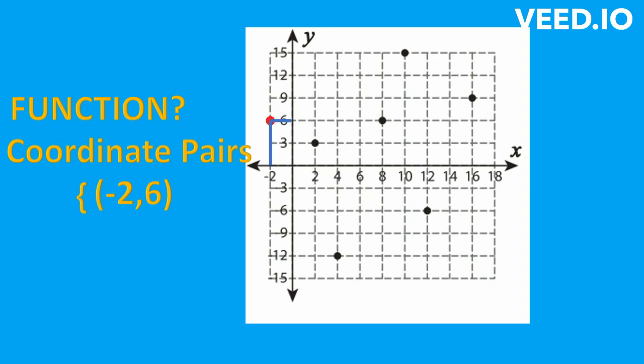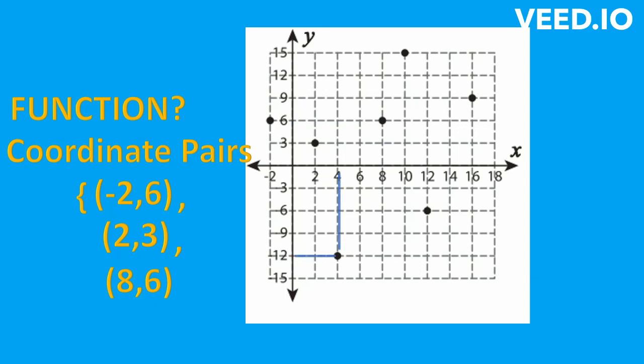Let's take a different point. For 2, we are having 3 on the y-axis. So 2 is the x coordinate and 3 is the y coordinate. This is the pair. Let's take one more point. For 8, we have 6. 8 and 6 is a pair.